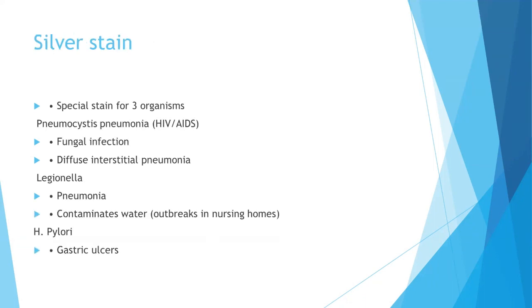Silver stain is a special stain for three organisms: Pneumocystis pneumonia, Legionella, and H. pylori. Pneumocystis causes a fungal infection, and it can also cause diffuse interstitial pneumonia in HIV/AIDS patients. Legionella can also cause pneumonia, and it contaminates water. That's how it causes outbreaks in nursing homes. H. pylori can cause gastric ulcers, as you all know.